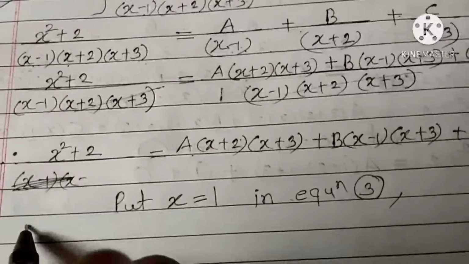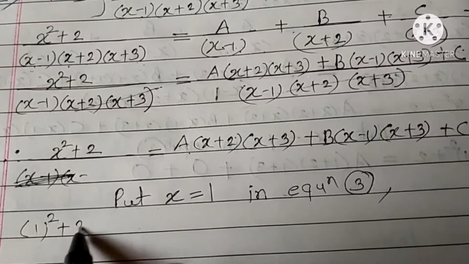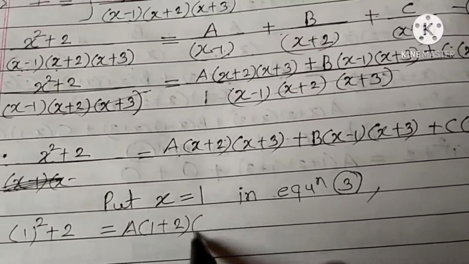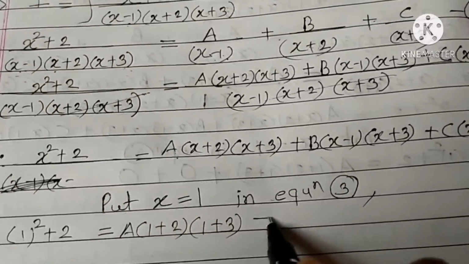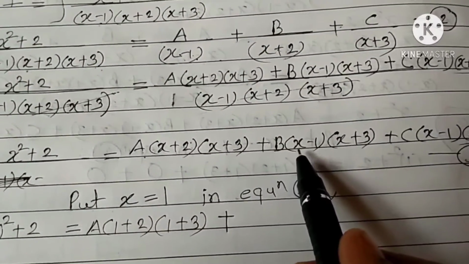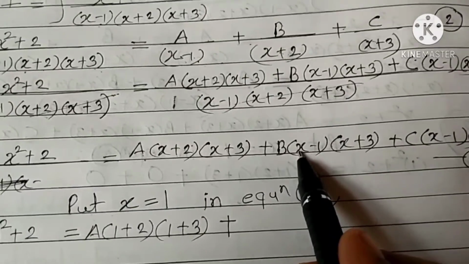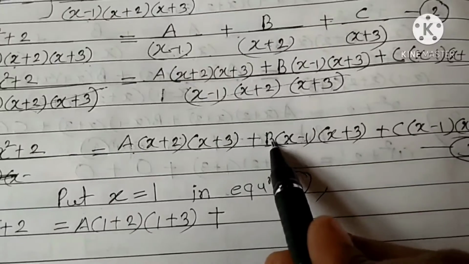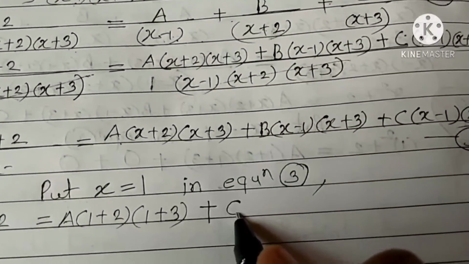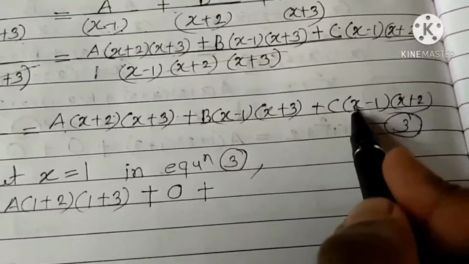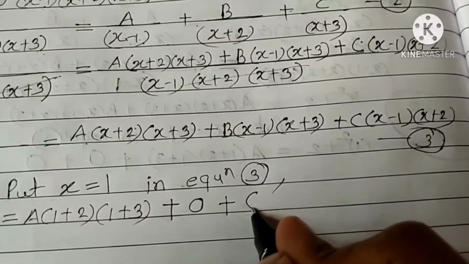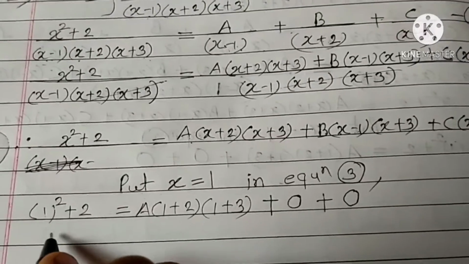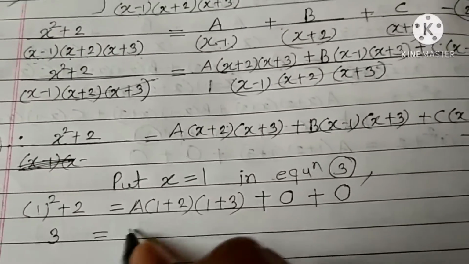Then we get 1 square plus 2, which is equal to a into 1 plus 2, 1 plus 3, plus, if you put 1 instead of x, then it becomes 1 minus 1. So it is 0. 0 into this 0 and 0 into this 0. So the whole term becomes 0. Here also 1 minus 1 is 0. So here we get 0. So 1 square is 1. 1 plus 2 is 3, which is equal to a.